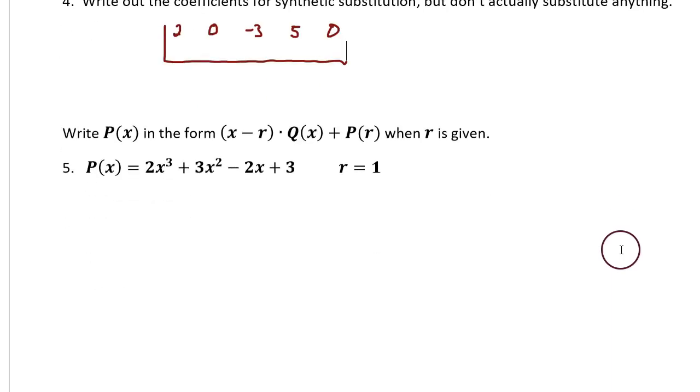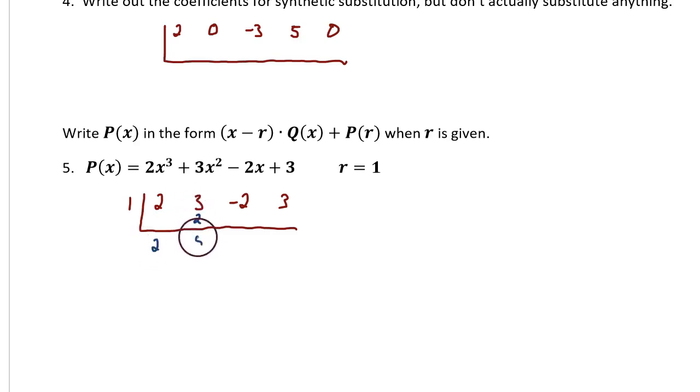Now number 5, rewrite polynomial p in this format. To do this, we're going to use synthetic substitution. So 2 from the x cubed, 3 from the x squared, negative 2 from the x, and then the 3. Divide in the value of r, which is 1, and run through the process. 2, 2, 5, 5, 3, 3, and 6. You're going to use these numbers here as coefficients in q of x. And this number on the end is going to be our value of p of r.